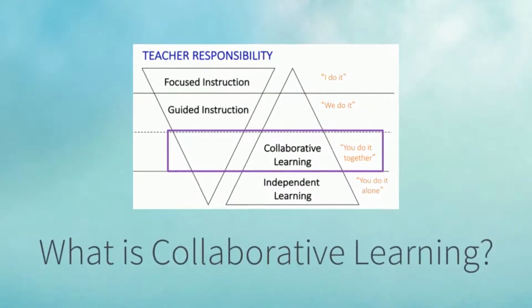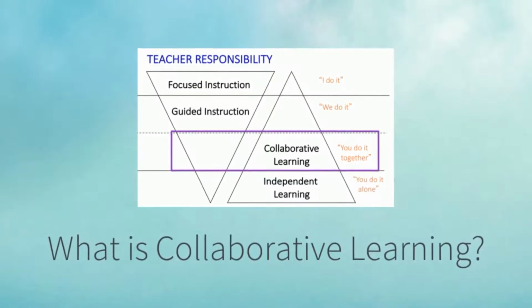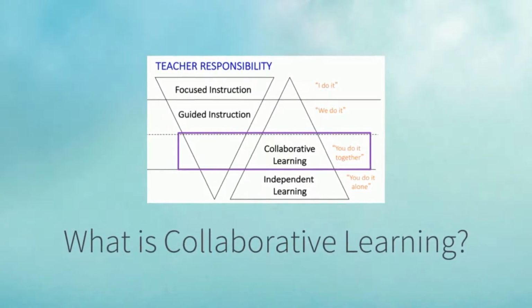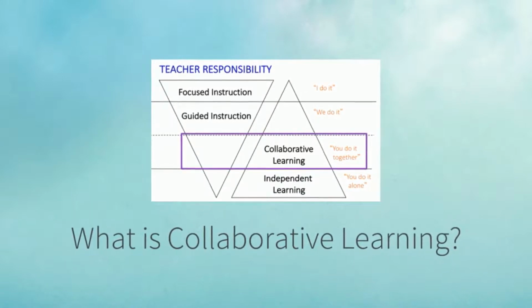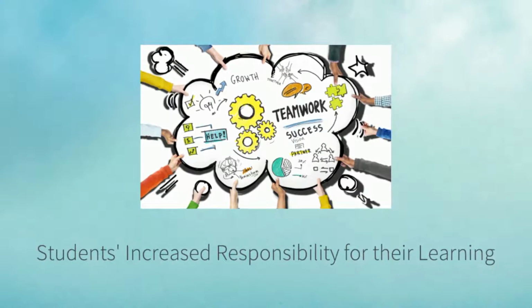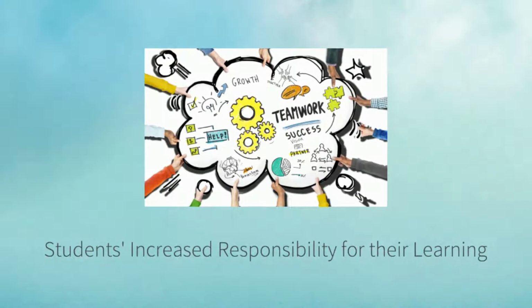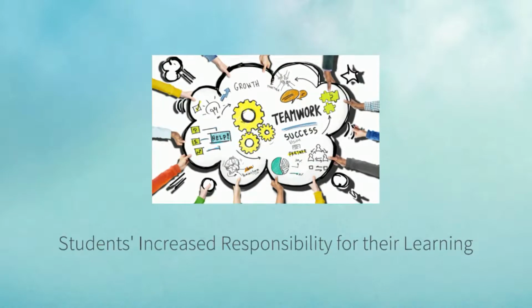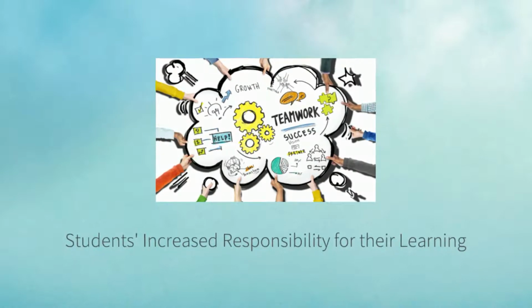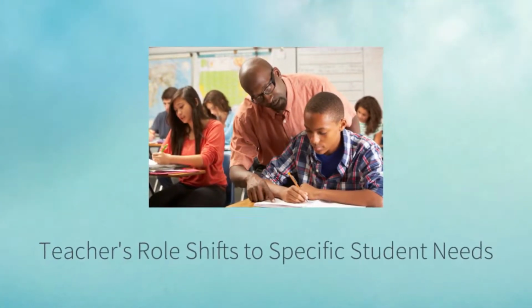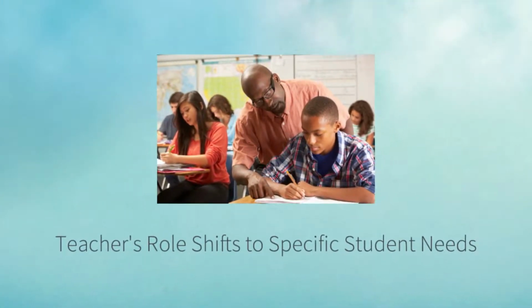In the collaborative learning phase of the GRR instructional framework, students are expected to apply the skills and knowledge they've been taught and to turn to one another for support and enrichment. There are a number of different instructional strategies and procedures used to ensure that students collaborate productively, but the key factor is that students assume increased responsibility for their learning and the learning of their peers. The teacher's role shifts in this phase to target specific student needs through guided instruction.